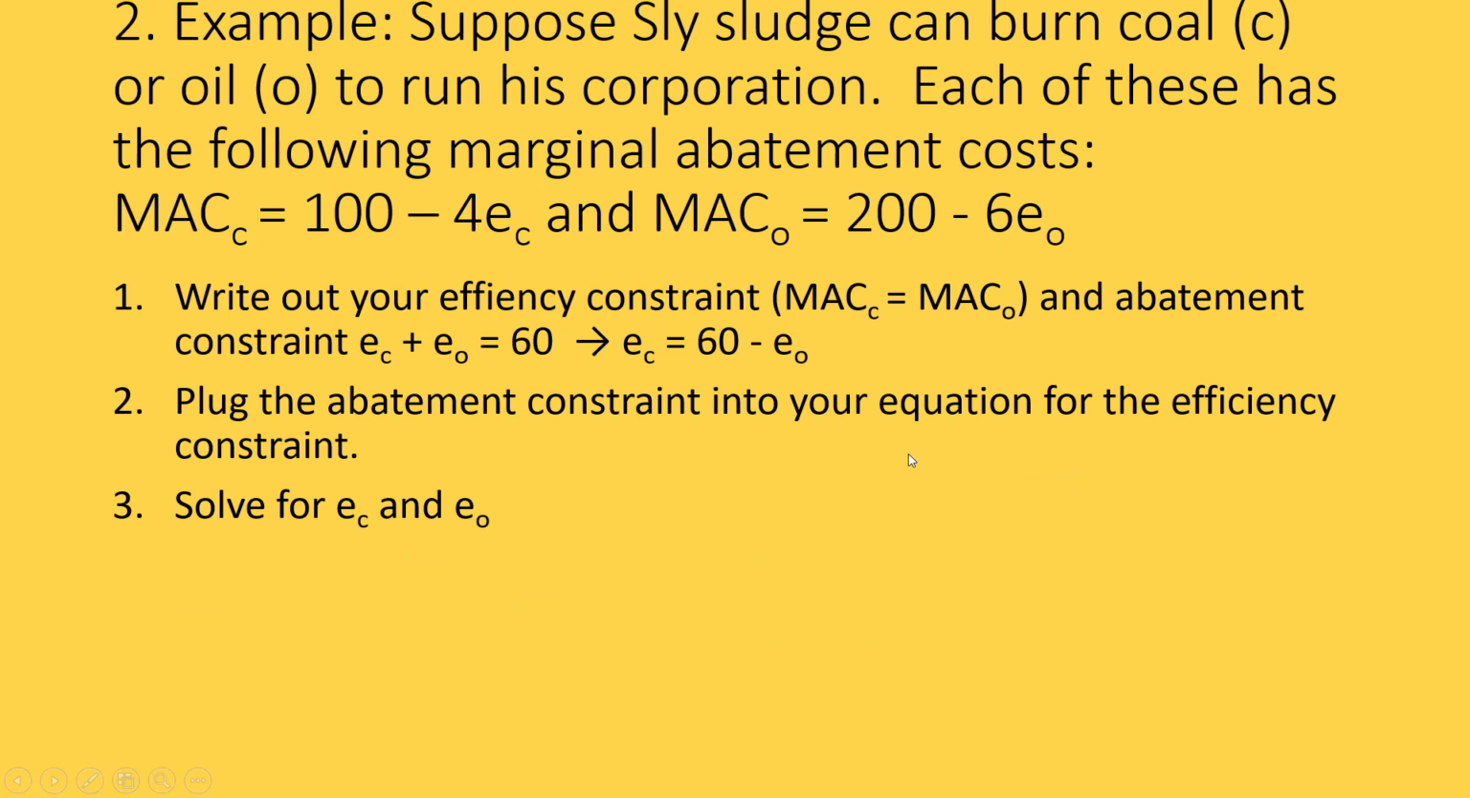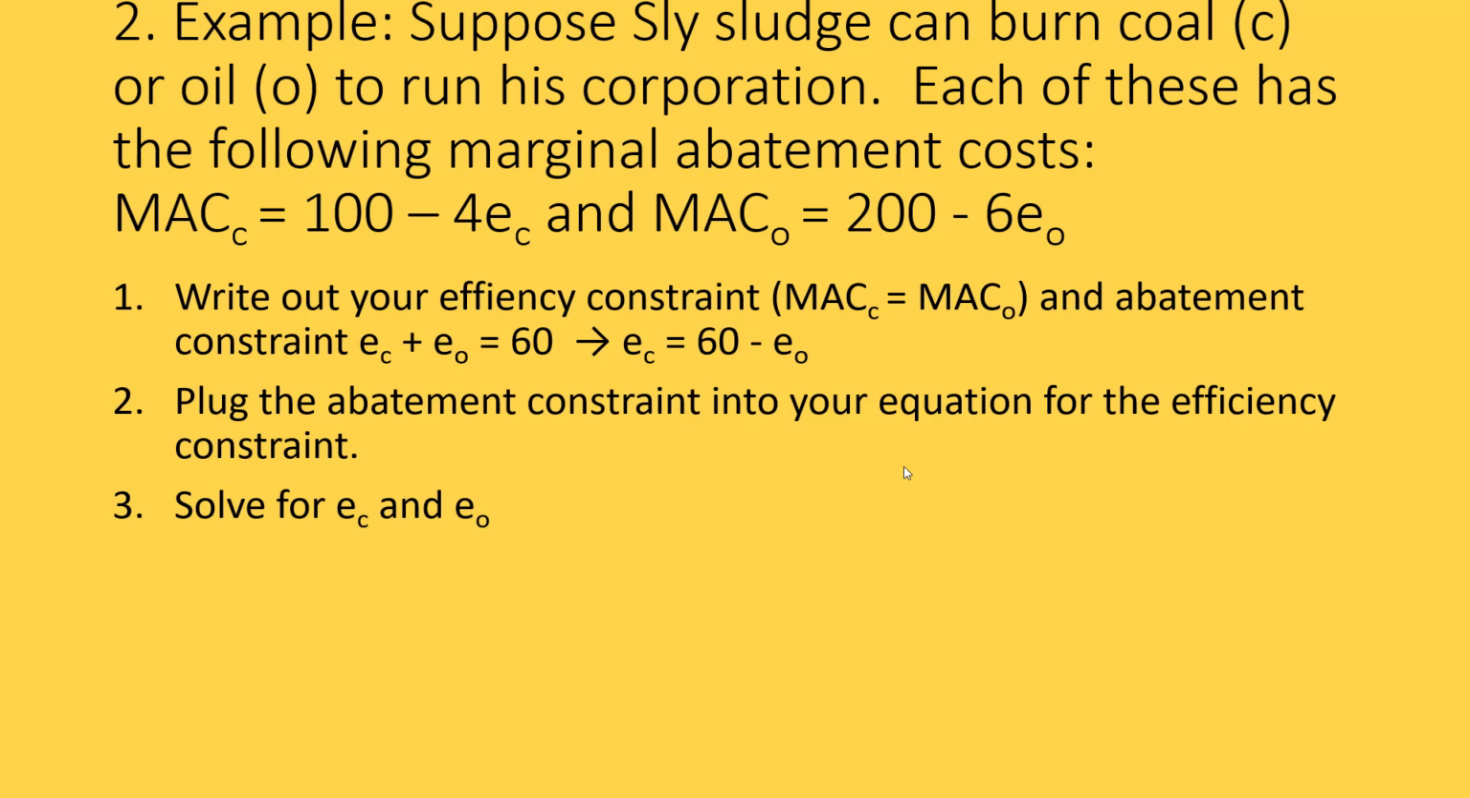So example 2 says, suppose that Sly Sludge can operate his company by either burning coal or oil to run his corporation. Each of these has the following marginal abatement costs. The marginal abatement cost for coal is 100 minus 4 times the emissions of coal. And then the marginal abatement cost for oil is 200 minus 6 times the emissions for oil, or that E sub O. Write out your efficiency constraint. Remember that marginal abatement cost for coal has to be equal to the marginal abatement cost for oil. And the abatement constraint, which is that our total emissions from coal and oil added together has to equal 60.